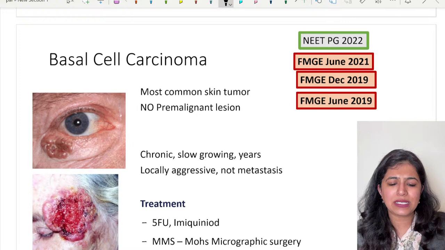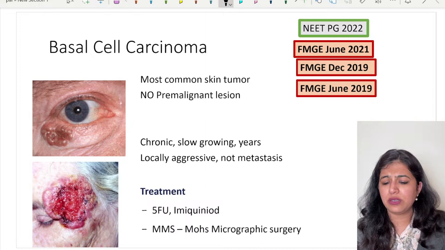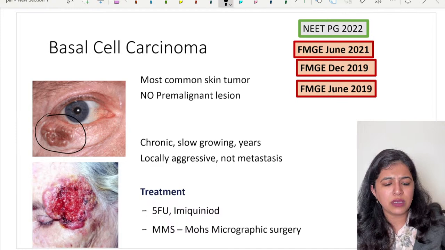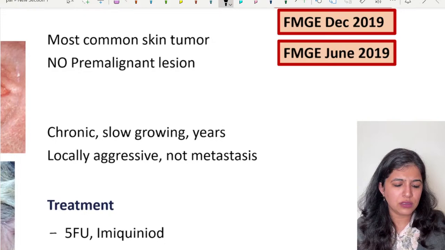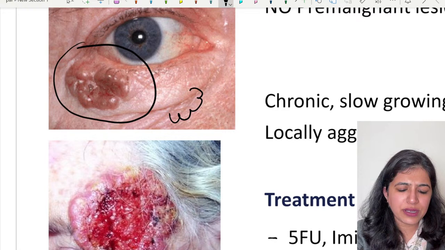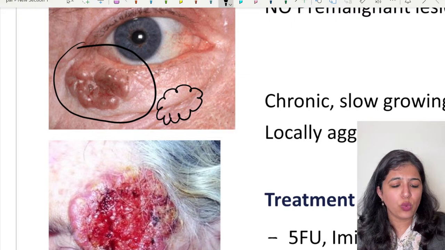Wow, again so many red boxes. This is basal cell carcinoma, the most common skin malignancy. What you see here is an elderly patient presenting with a lesion present since many years. Look at this lesion here. This is a classic BCC, a skin colored lesion which is very shiny, with telangiectasias and a beautiful rolled up border. This is a classic BCC.